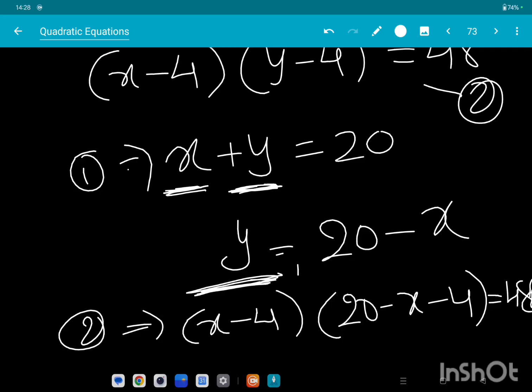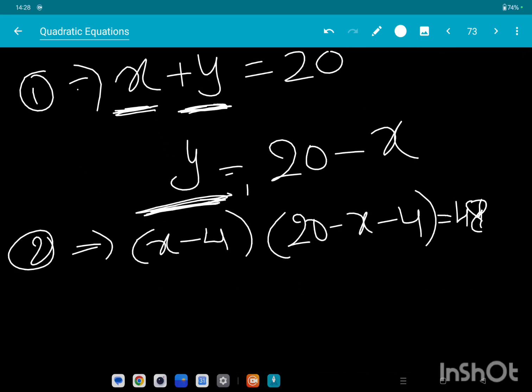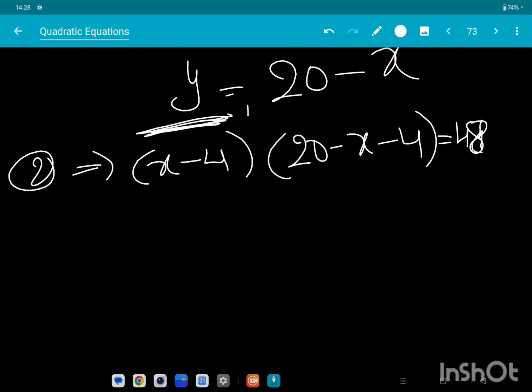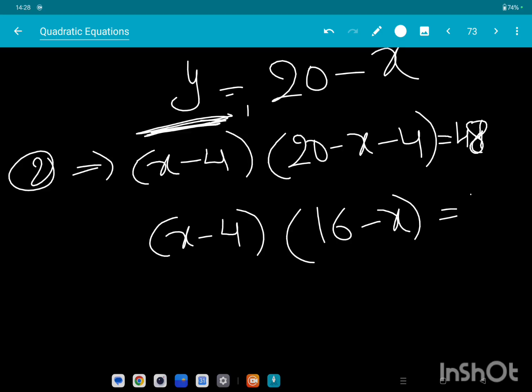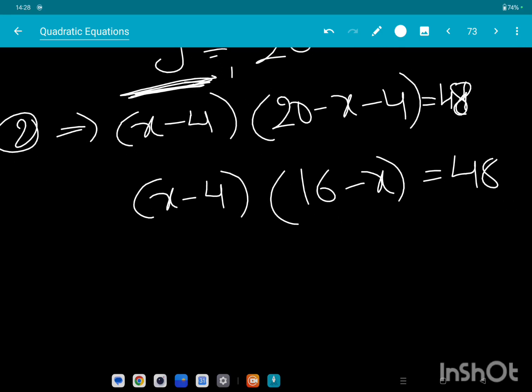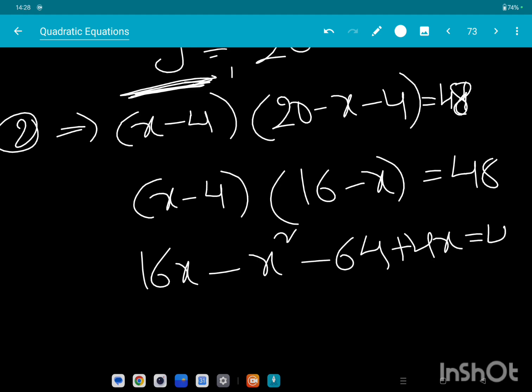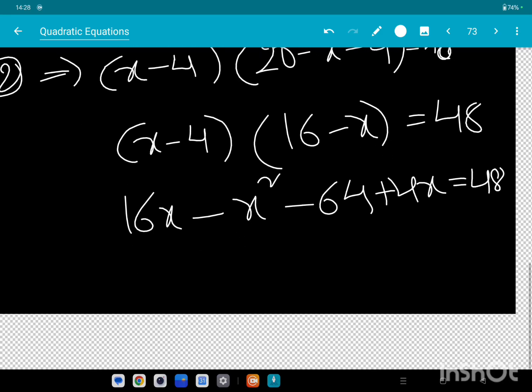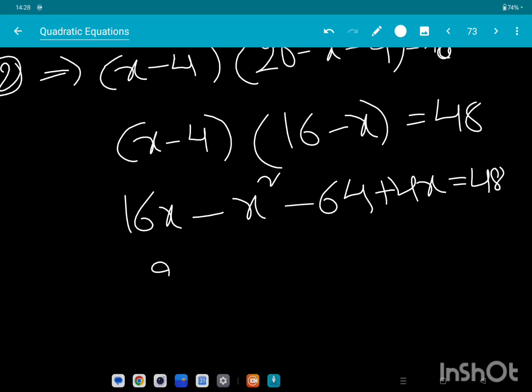So this is the substitution method which we already discussed in the previous chapter, right? So this is very simple. Now the product means x minus 4 into 20 minus 4, which is 16 minus x, is equal to 48. Now x into 16, 16x, minus x into x, x square, minus 16 4s are 64, minus into minus plus 4x is equal to 48. This is very simple. This is just a simplification. Now 16x plus 4x is 20x minus x square minus 64 is equal to 48.